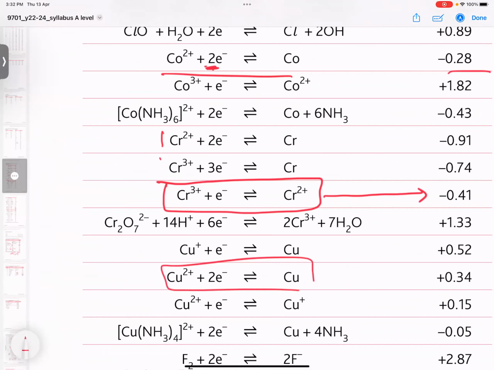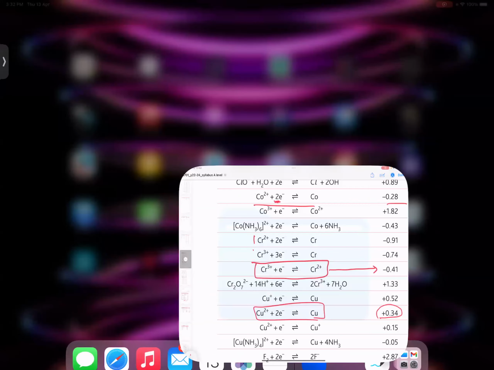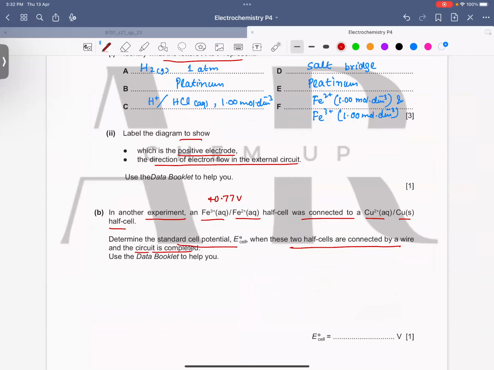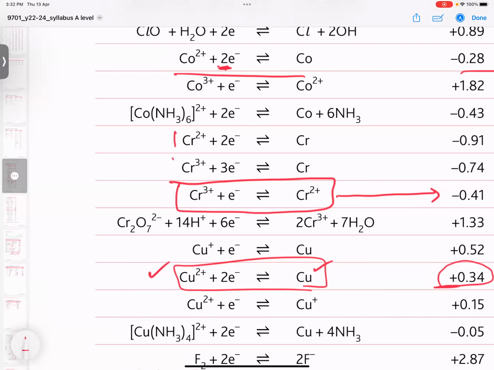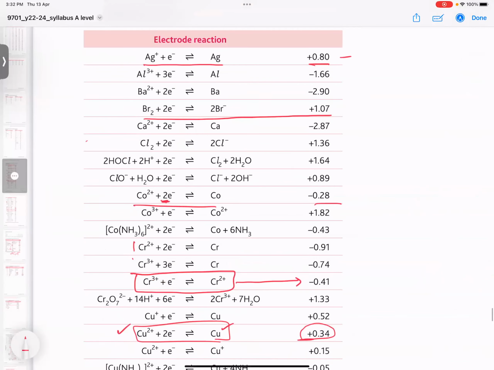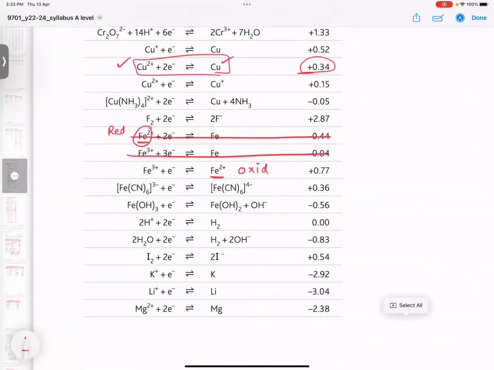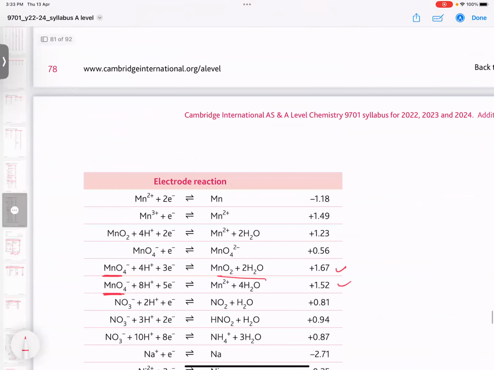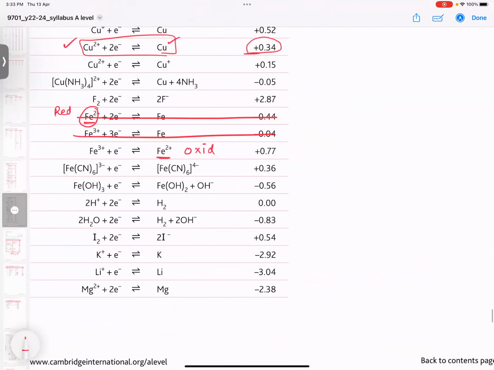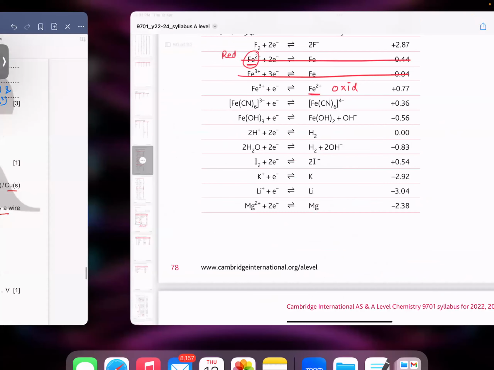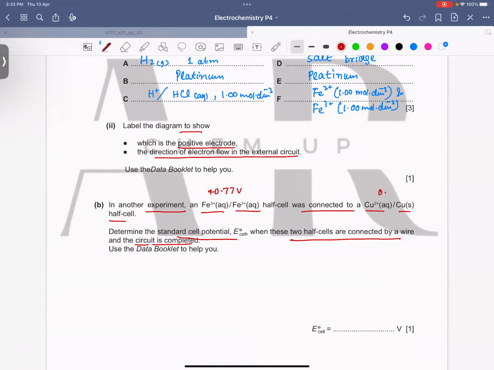Here it is, right? And why am I choosing this equation? If you see over here, it's a copper metal and a copper 2+ ion. So we take the equation which has both of these species, copper metal and copper 2+, and its value is positive 0.34 volts.